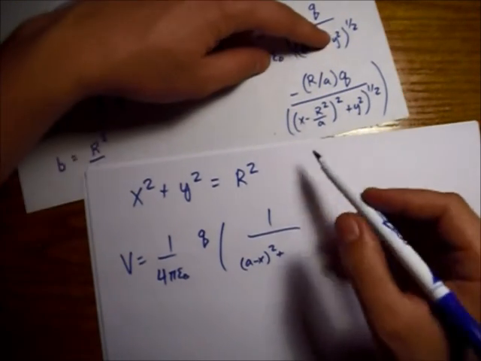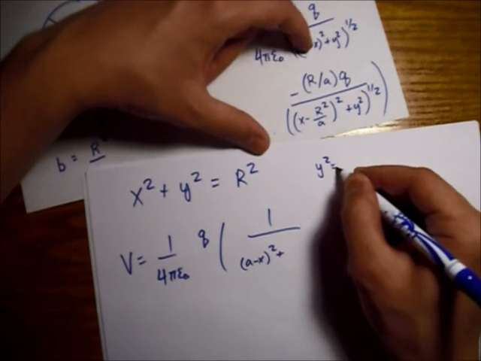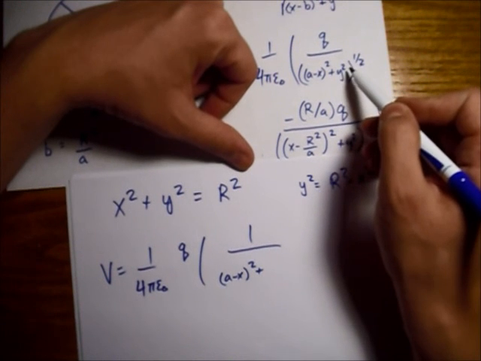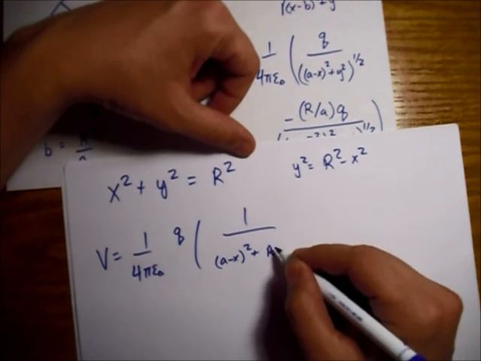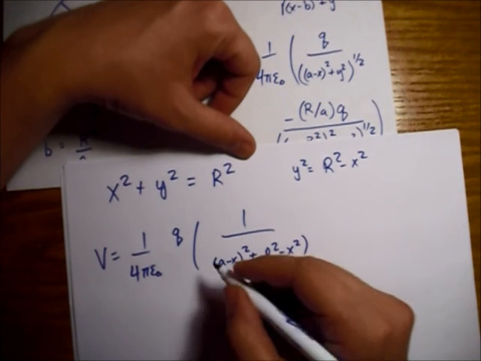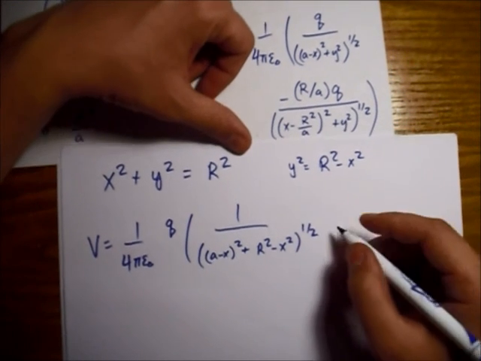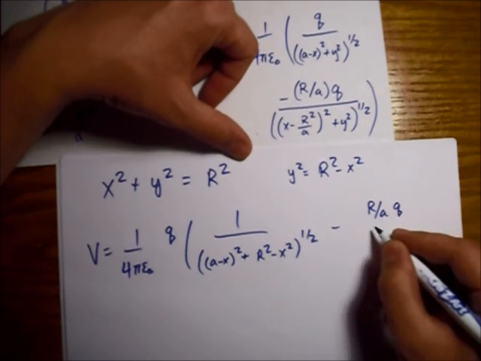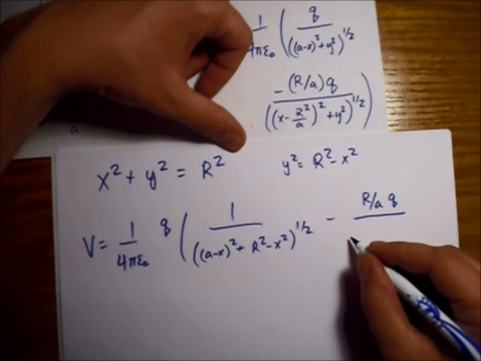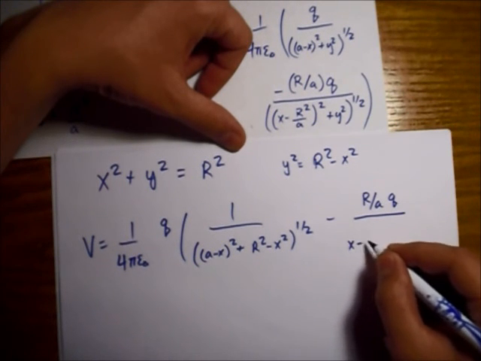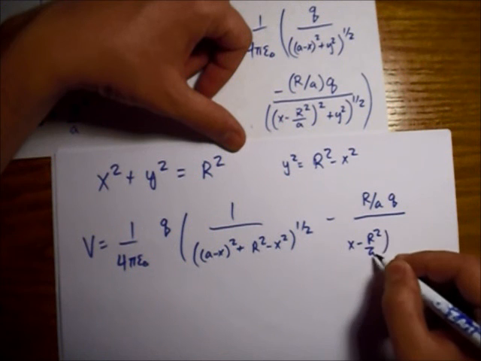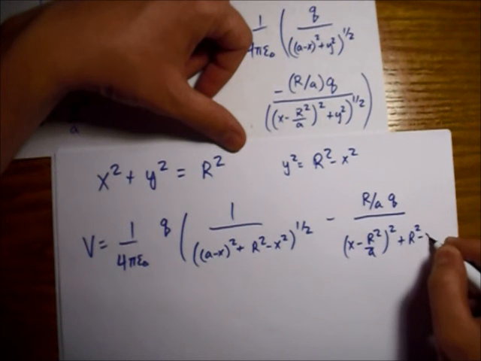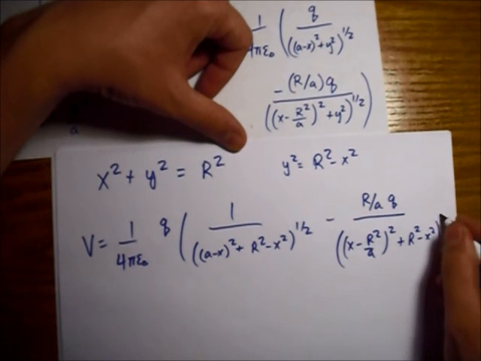Okay, so for y squared, we have an r squared minus an x squared. So that's what I'm going to put in for this y squared right here. And of course this is all to the 1/2. Now we have a minus, we have an r over a q, and then x minus r squared over a, and then this is all squared, plus an r squared minus an x squared, to the 1/2.